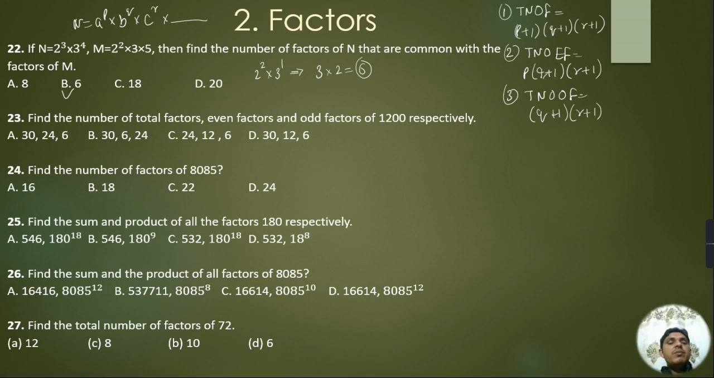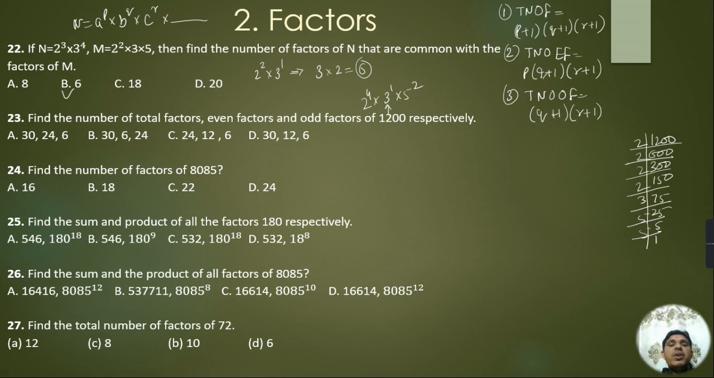Question number 23. Find the total number of factors, even factors and odd factors of 1200. So students, you must know the factorization of 1200. If we do the factorization, it is divisible by 2, this is 600, divisible by 2, this is 300, divisible by 2, this is 150, divisible by 2, that is 75, divisible by 3, that is 25, divisible by 5, that is 5, and divisible by 5, that is 1. That means we can write the number 1200 as 2 to the power 4 multiplied by 3 to the power 1 multiplied by 5 to the power 2.